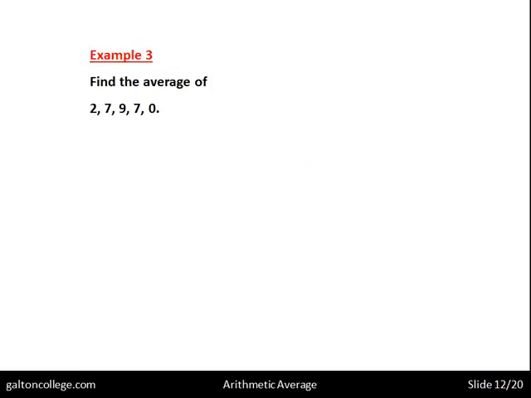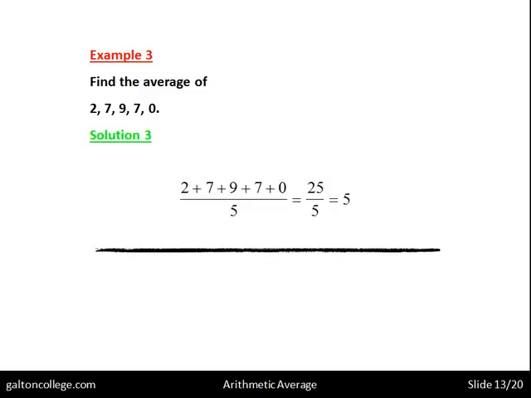Now find the average of 2, 7, 9, 7, 0. Well, the solution is we just add up. Here we have 5 numbers. Divide by 5 is 25 over 5, which is equal to 5. So the average is 5.